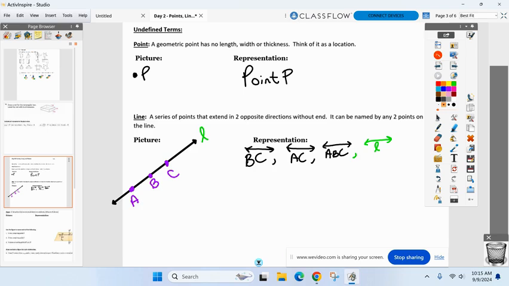Any questions? Points or lines? Yes? Could you do the letters out of order? So B, C, A? Yeah. It's just got to be bare minimum 2 points that are on that line. Order does not matter. Great question. Anything else? So I got point, line, and then the next one.